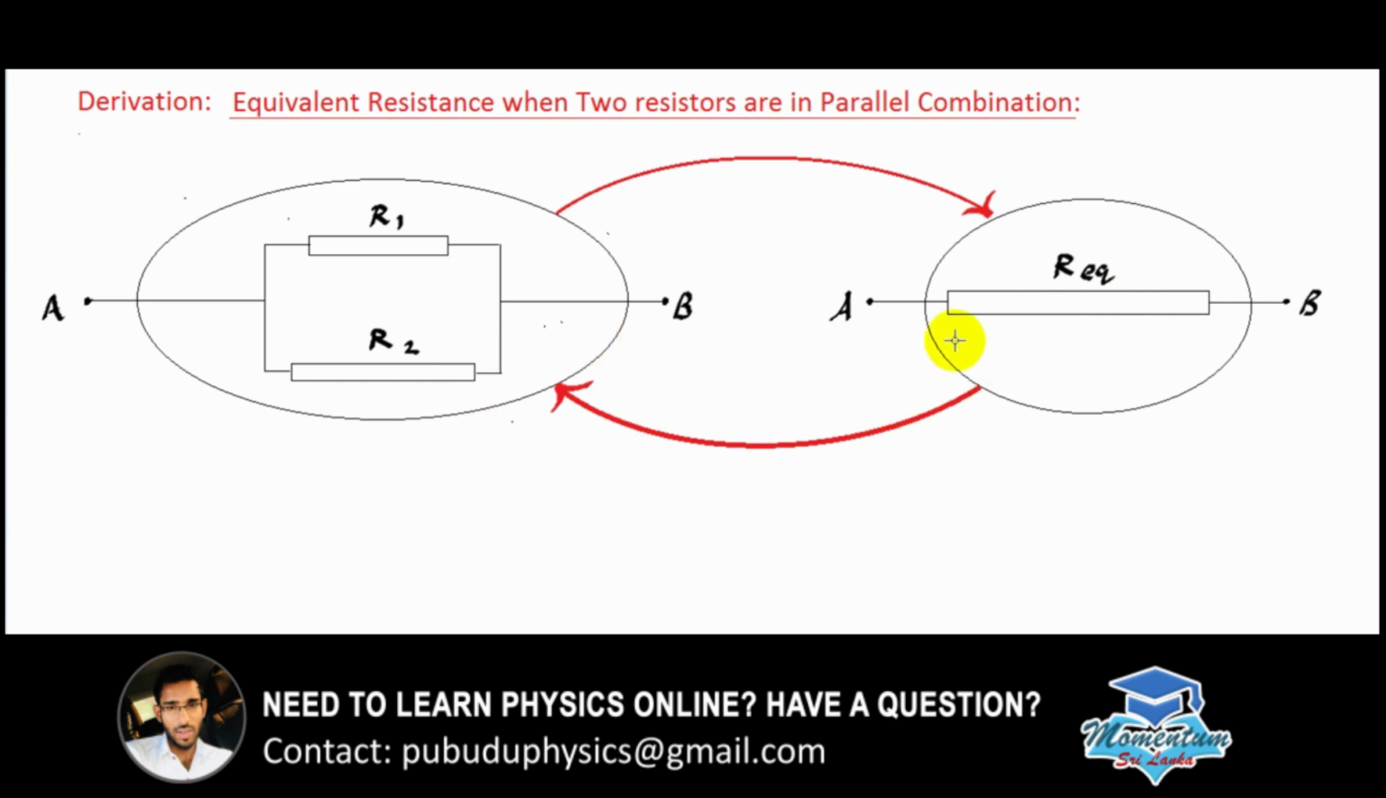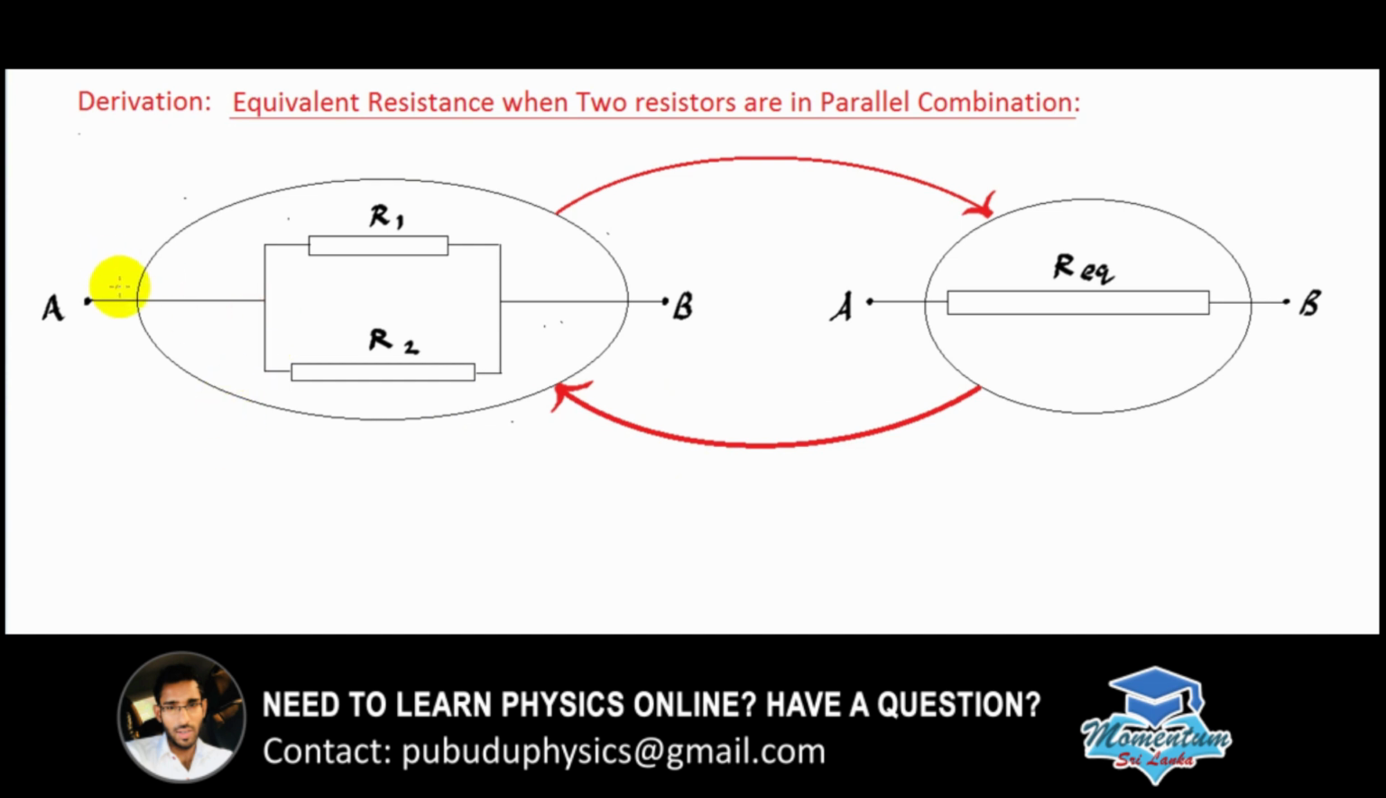The principle of equivalence indicates that when this combination is replaced with this single resistor, that replacement makes no difference in the current and in the voltage of this combination. Simply, this replacement is made possible if it makes no difference in the original circuit. So the mathematical relation about this equivalency can be obtained this way.